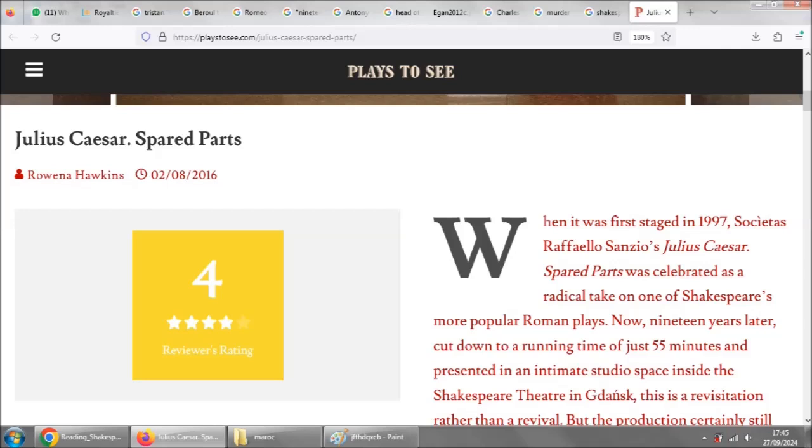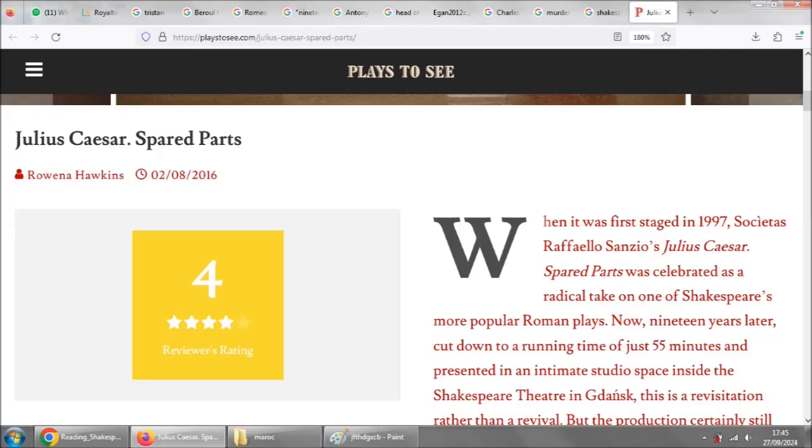You can read this. When it was first staged in 1997, Societas Raffaello Sanzio's Julius Caesar, Spare Parts, was celebrated as a radical take on one of Shakespeare's more popular Roman plays. Now, 19 years later, cut down to a running time of just 55 minutes and presented in an intimate studio space inside the Shakespeare Theatre in Gdansk. This is a revisitation rather than a revival.